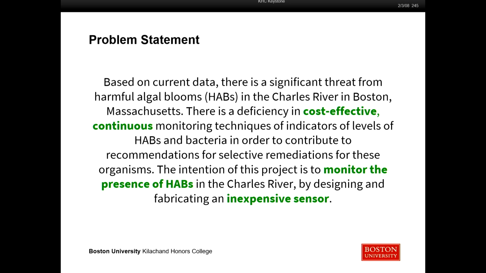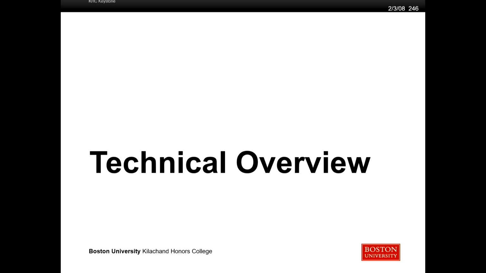So that leads us to a problem statement, which is that there is a significant threat from harmful algae blooms or HABs in the Charles River and a deficiency in cost-effective continuous monitoring techniques. So our team strives to bridge that gap by designing and fabricating an inexpensive sensor that is able to address this problem. So I'll begin with a little bit of a technical overview.